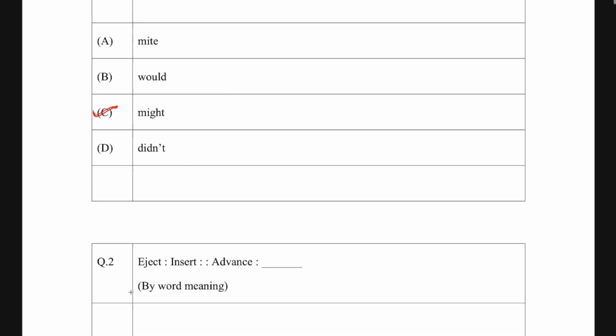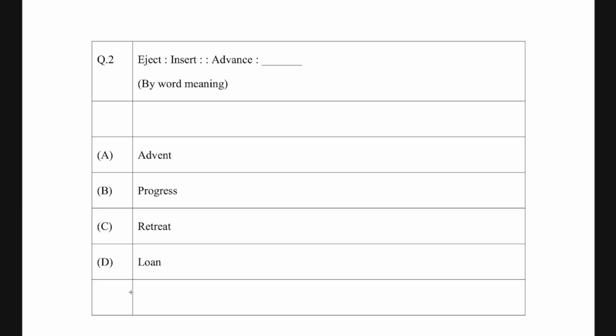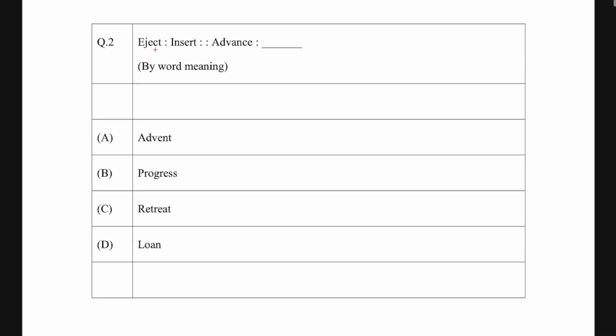All right, let's take the next question. It says eject is related to insert, then advance is related to what? Now if you understand, eject is like taking out something, insert means putting in something. So these two words are opposite in meaning, right? So you need to find out something which is opposite of advance. Now advance means moving forward, or it means like arrival of something.